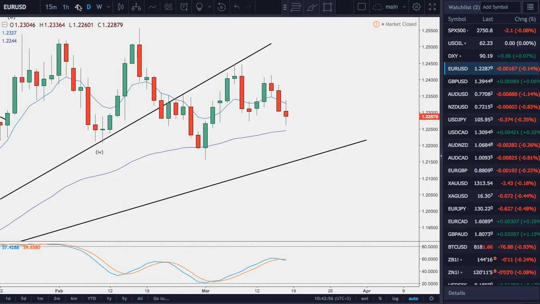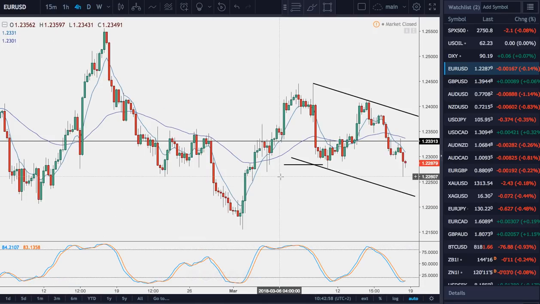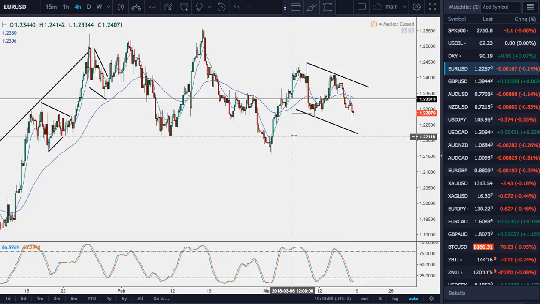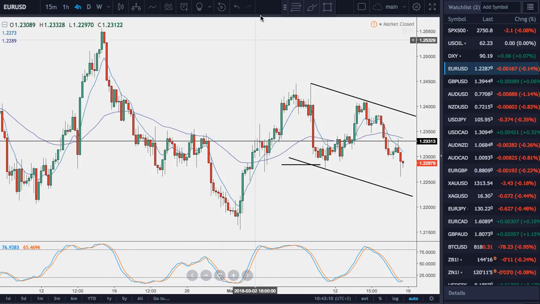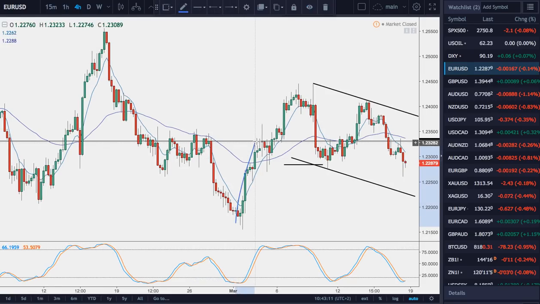Now, I am considering on the 4-hour that we may be looking at another move up, because this here can be counted as five waves. It is possible to do that. It's possible to view this as one to here, wave two, wave three, wave four, wave five, no overlap. So it's possible to have five waves there.